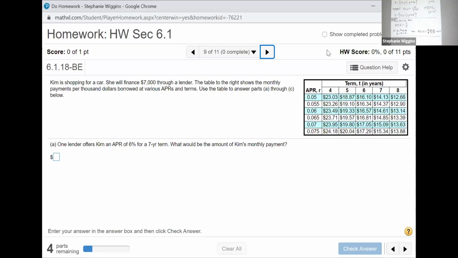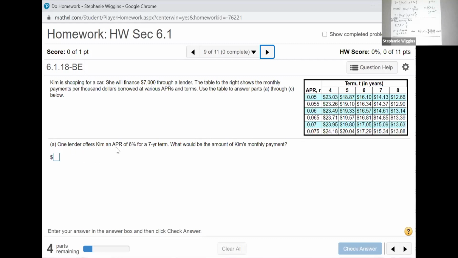Well, here's our table. This is how it works. So here's one variable. That's the interest rate, and that's in a column, and then across in a row is the time in years. These numbers in the table are your third variable. So for example, here we have Kim is shopping for a car, she will finance $7,000 through a lender, and the table to the right shows the monthly payments per $1,000 borrowed at various interest rates and various lengths of time. So we're going to use this table to answer the questions.